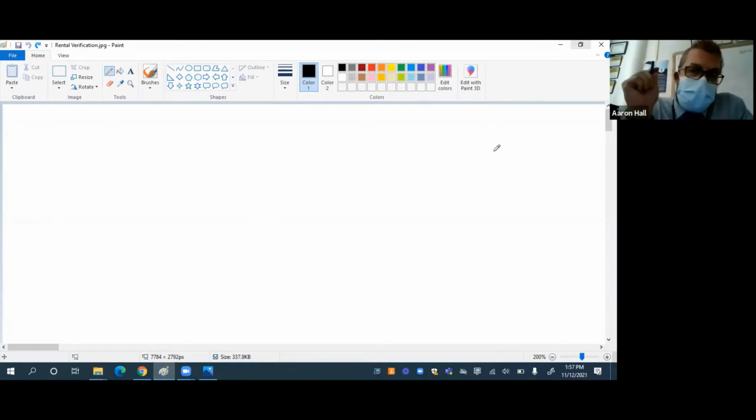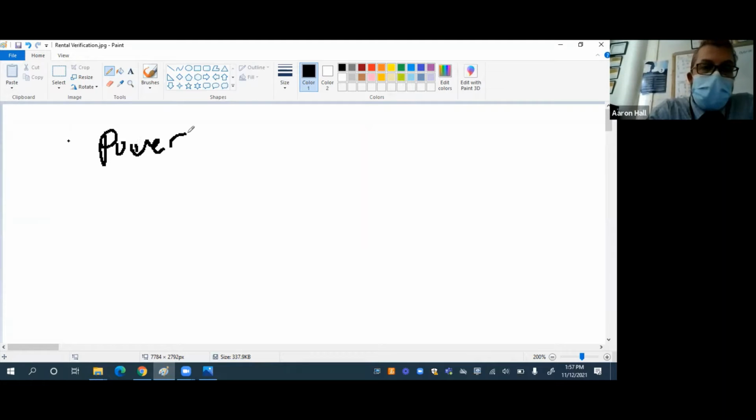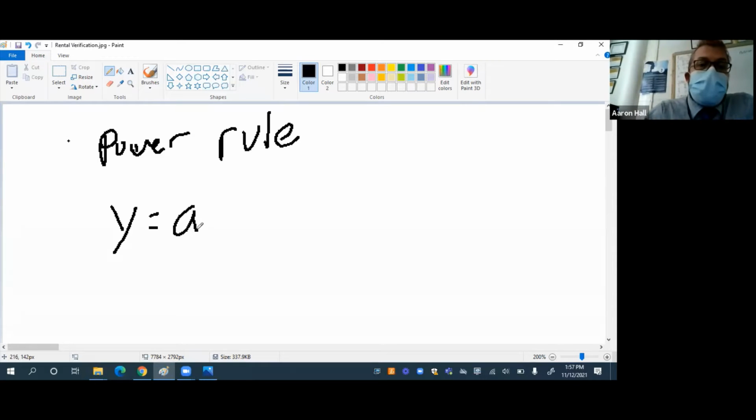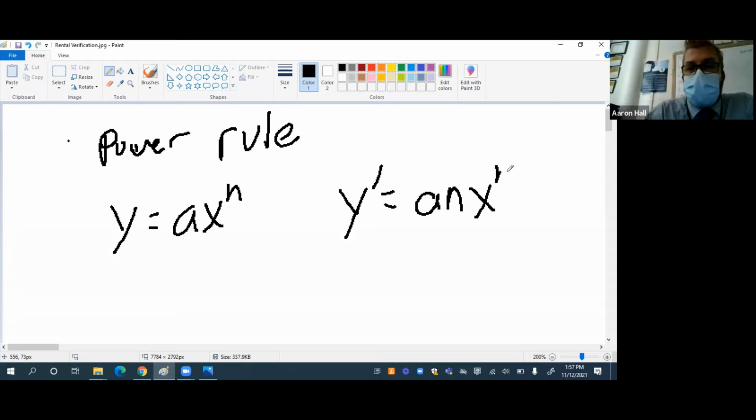All right, so there are some other ideas that we talked about when we take the derivative. This is called the power rule. If I have y equals a times x to the power of some exponent n, where a is some type of coefficient, then the derivative of this is what? A times n times x to the n minus 1.